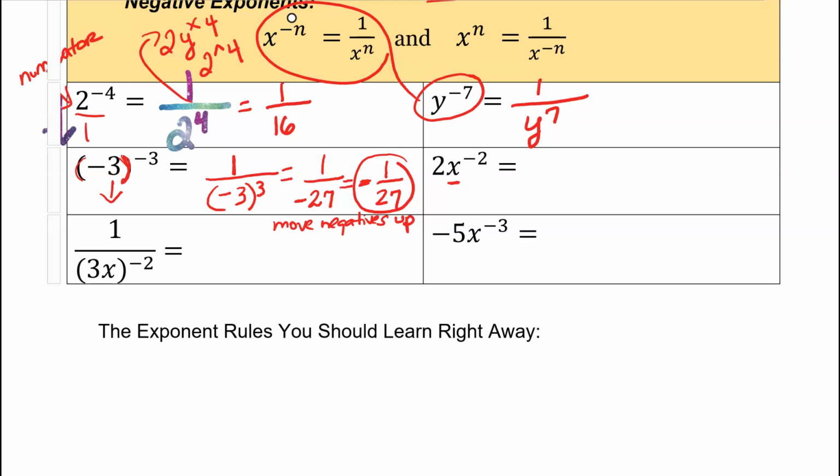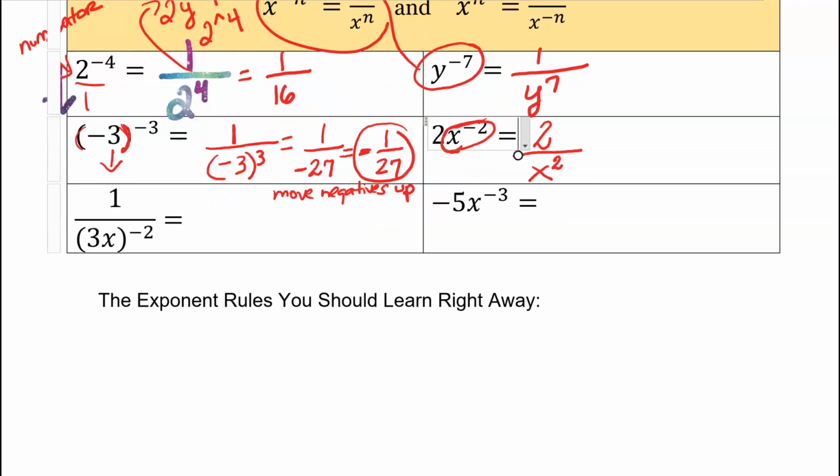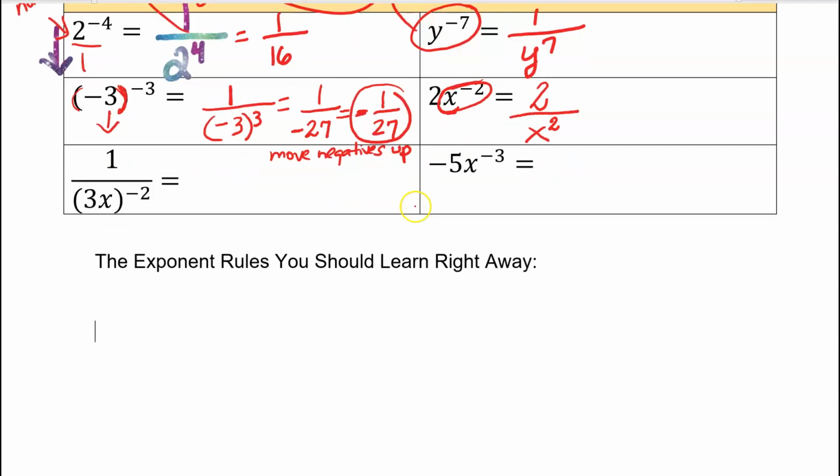Only the x is to the negative 2 power. Therefore, really, the only thing that we want to move to the denominator is the x, right? The 2 will remain in the numerator, and we're going to take that x to the denominator and change the sign of the exponent.